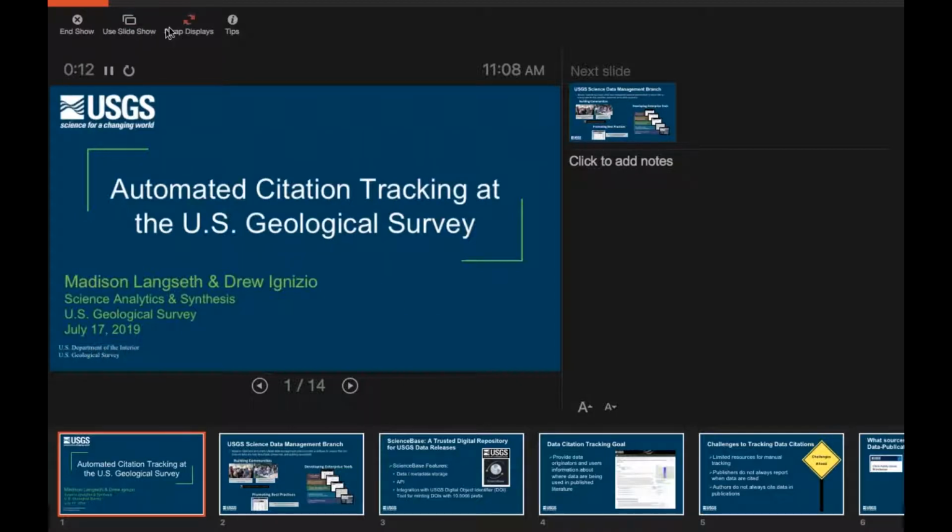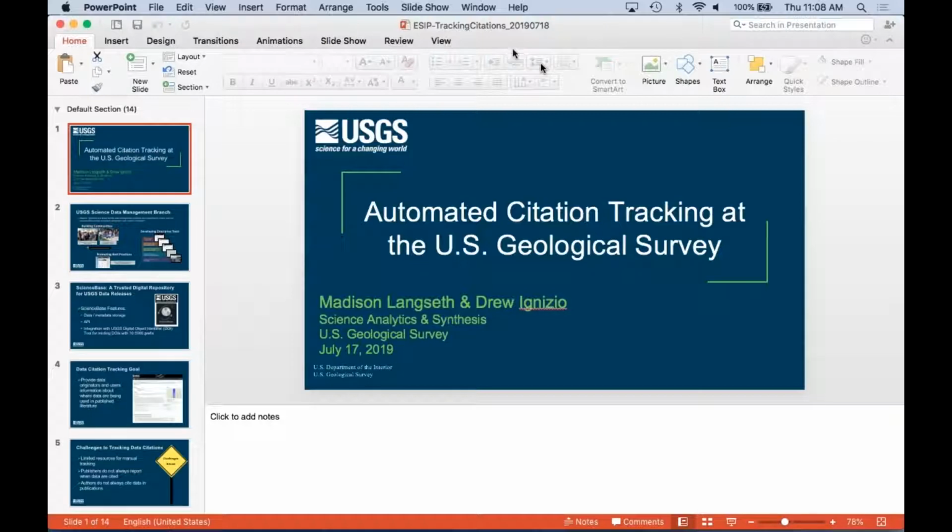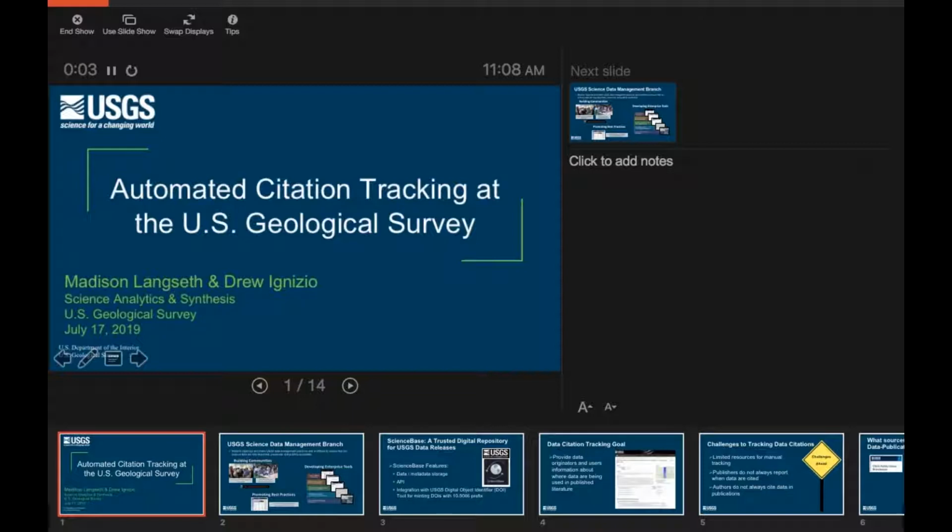Okay, so Sciencebase is a trusted digital repository for USGS data releases. It's capable of storing data and metadata, and it has an API for interacting with it programmatically, as well as being integrated with the USGS DOI creation tool for minting DOIs with the 10.5066 prefix.